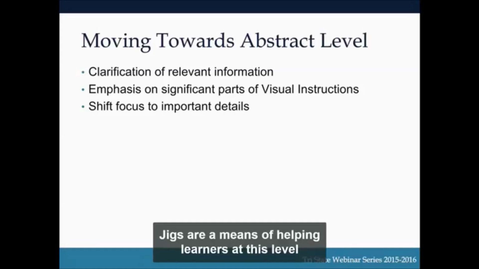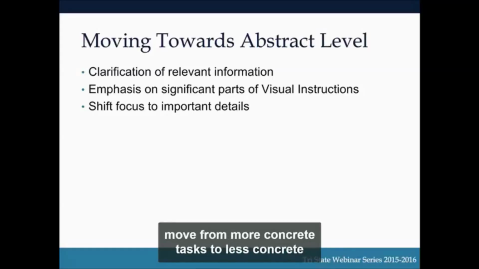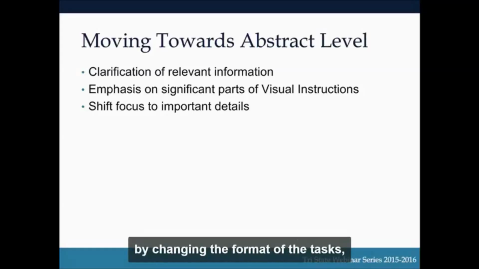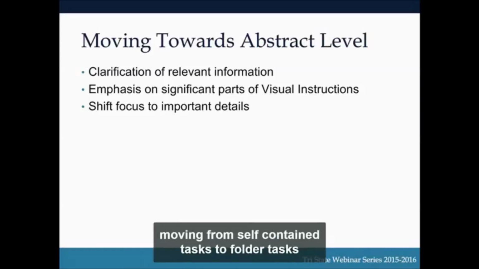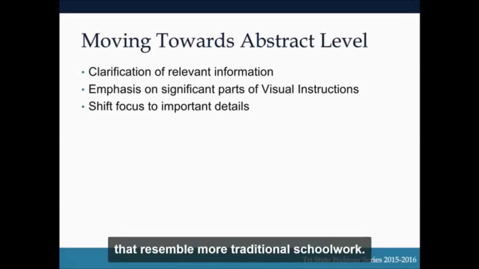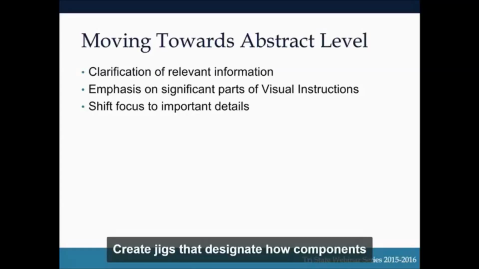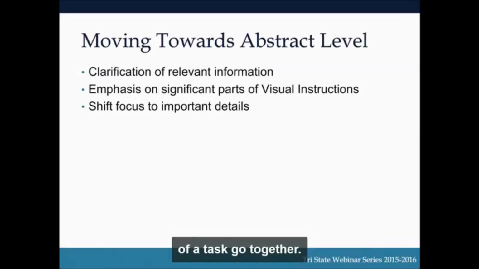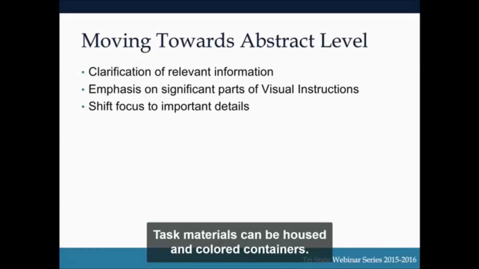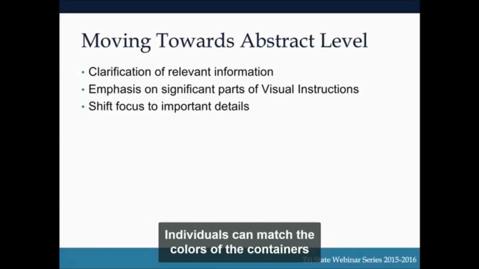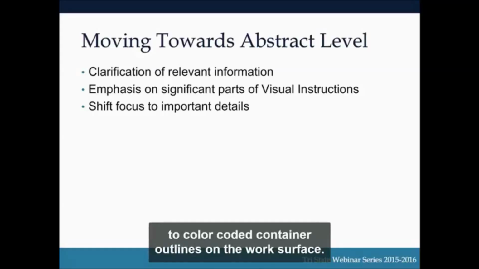Jigs are a means of helping learners at this level move from more concrete tasks to less concrete by changing the format of the task, moving from self-contained tasks to folder tasks that resemble more traditional schoolwork. Create jigs that designate how components of the task go together. Task materials can be housed in colored containers. Individuals can match the colors of the containers to color-coded container outlines on the work surface.